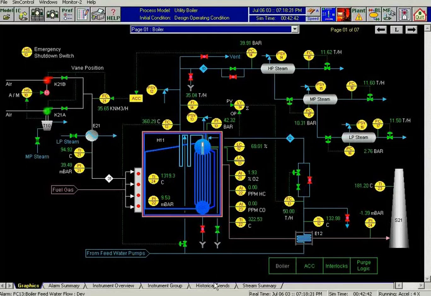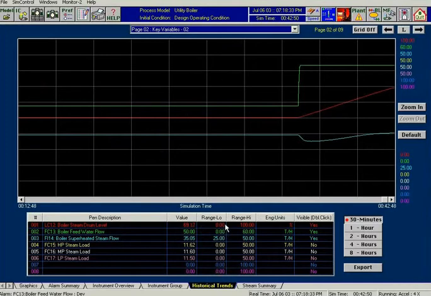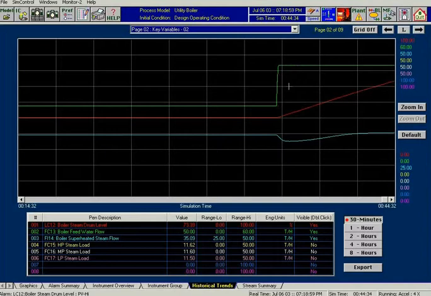We should check the historical trends. Please explain what these trends show. These curves show some key process variables within a time span of 30 minutes. The steam drum level, which is the red curve, the boiler feed water flow, the green one, and the steam flow, which is the light blue curve. As we see, the steam drum level is continuously increasing. The reason is probably the huge and sudden rise of the boiler feed water flow.